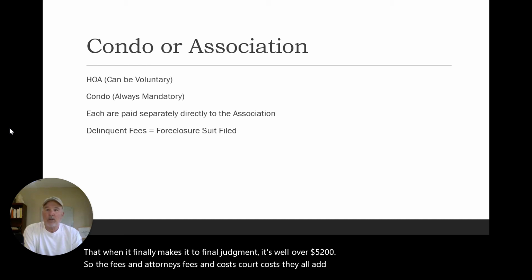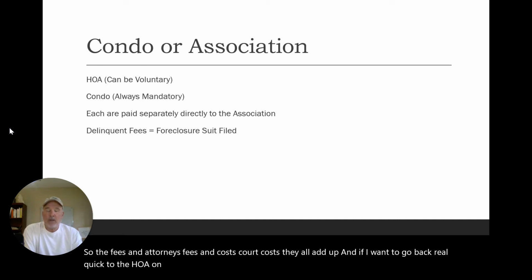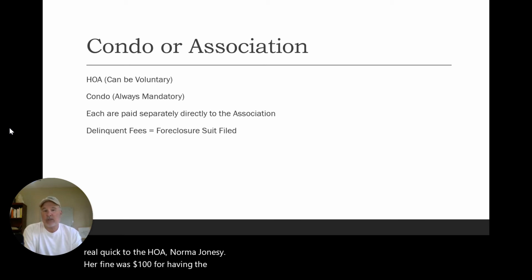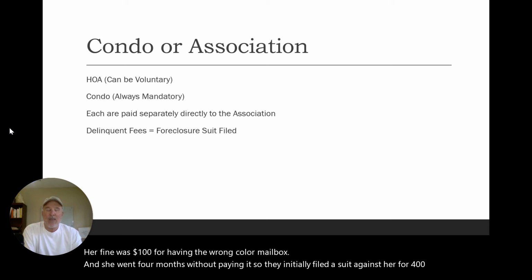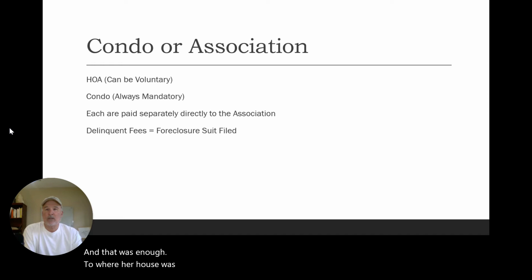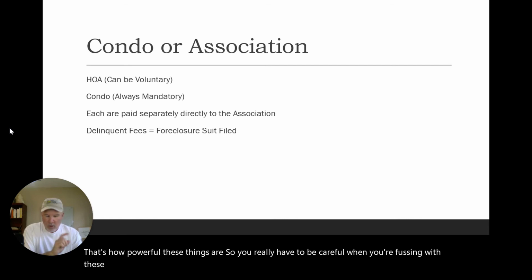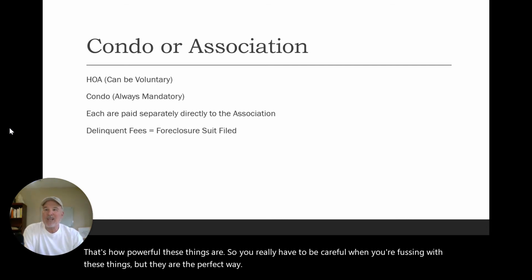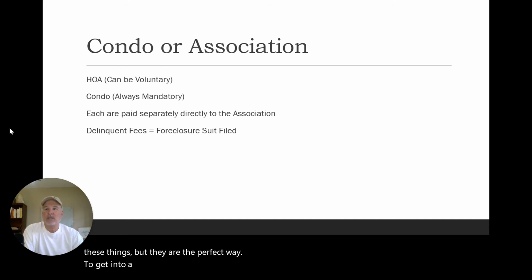And if I want to go back real quick to the HOA on Norma Jodeci, her fine was $100 for having the wrong color mailbox. And she went 4 months without paying it. So they initially filed a suit against her for $400. And that was enough to where her house was in jeopardy. That's how powerful these things are. So you really have to be careful when you're fussing with these things. But they are the perfect way to get into a property for pennies on the dollar. Let's go to the next slide.